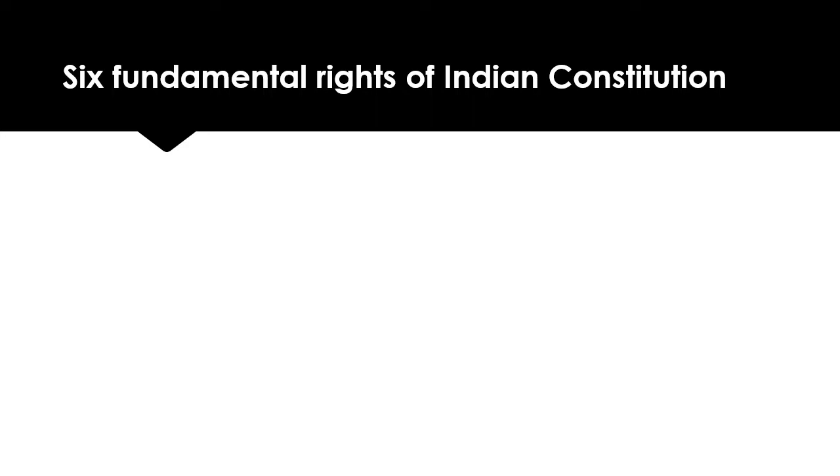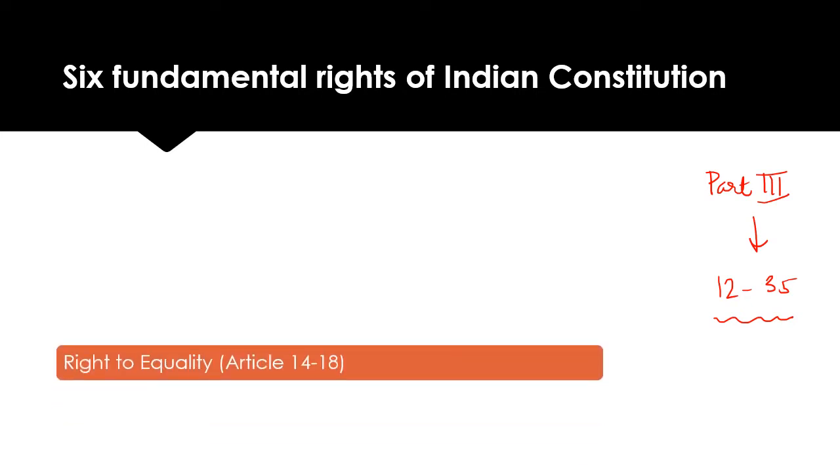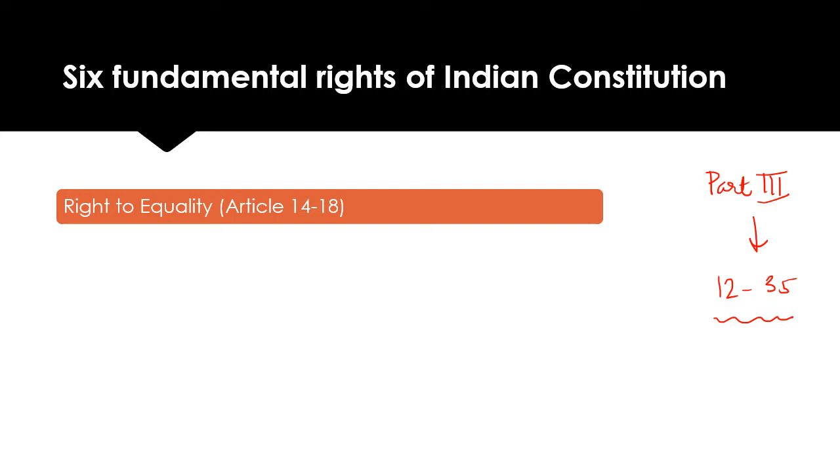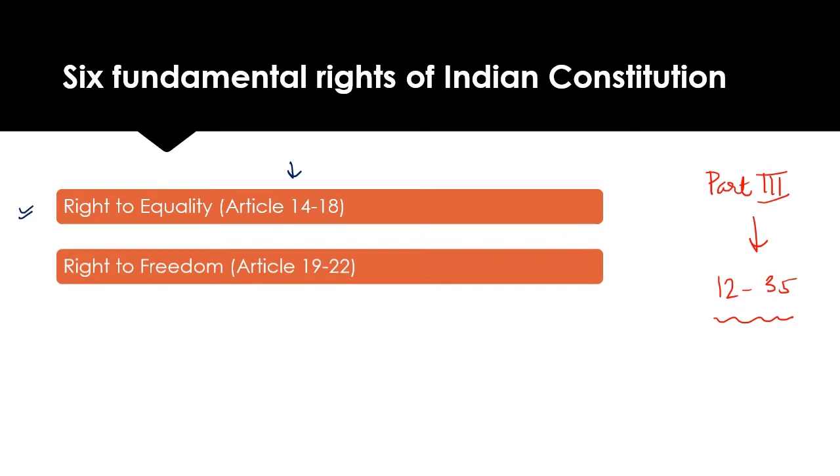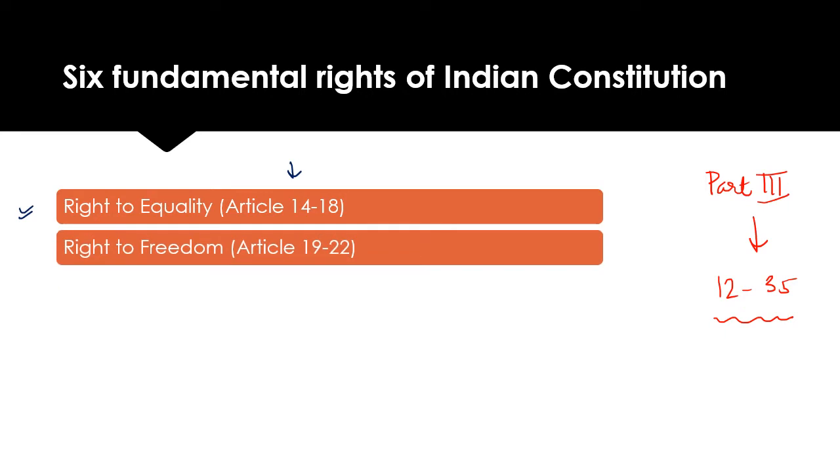As we had seen, Part 3 contains the provisions relating to fundamental rights that extend from Article 12 to Article 35. However, we can see all of these provisions under 6 major headings. We'll look at them one by one. The first is the right to equality from Article 14 to Article 18. Then we see the right to freedom from Article 19 to 22. It is in this bracket that you find rights such as the right to freedom of speech or the right to freedom of assembly and to form unions. You also find the right to trade, etc.